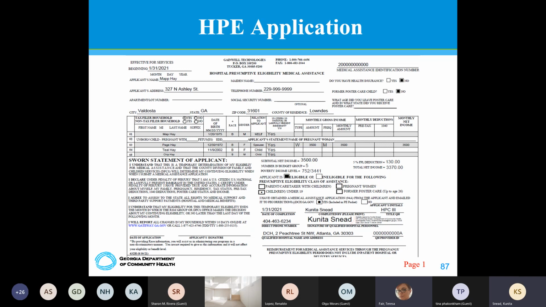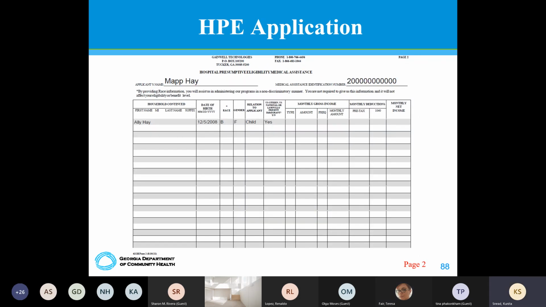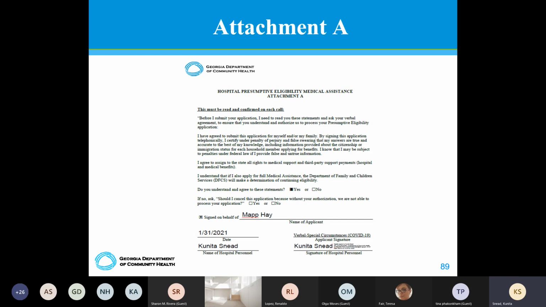Okay, thank you. The next thing we need to fill out is our attachment A because this was done over the phone. So remember, you're going to read these statements right here verbatim to your applicant. And then you're going to ask them this question right here. If they say yes, check the box or darken in the square for yes. Come down here, check that box or darken in the square. You're going to print the applicant's name, the date, print your name, and then you sign it.